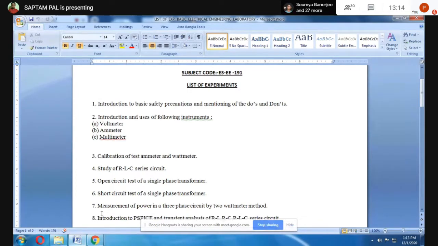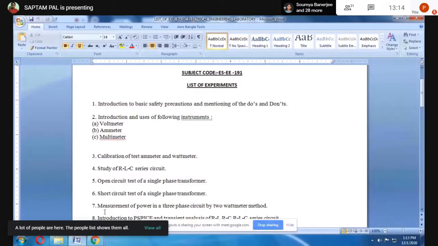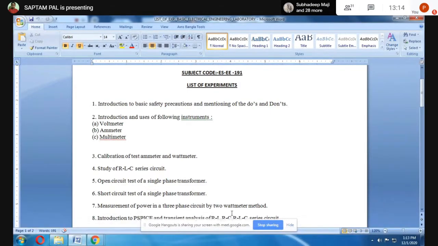And the next experiment, number 7, is the measurement of power in a 3-phase circuit by the 2 wattmeter method. For 3-phase power measurement, we have to find two different readings. One is for a balanced load, another is for an unbalanced load. In one the three ammeters will show different readings, and in the other the three ammeters will show the same reading. The load will be the same.